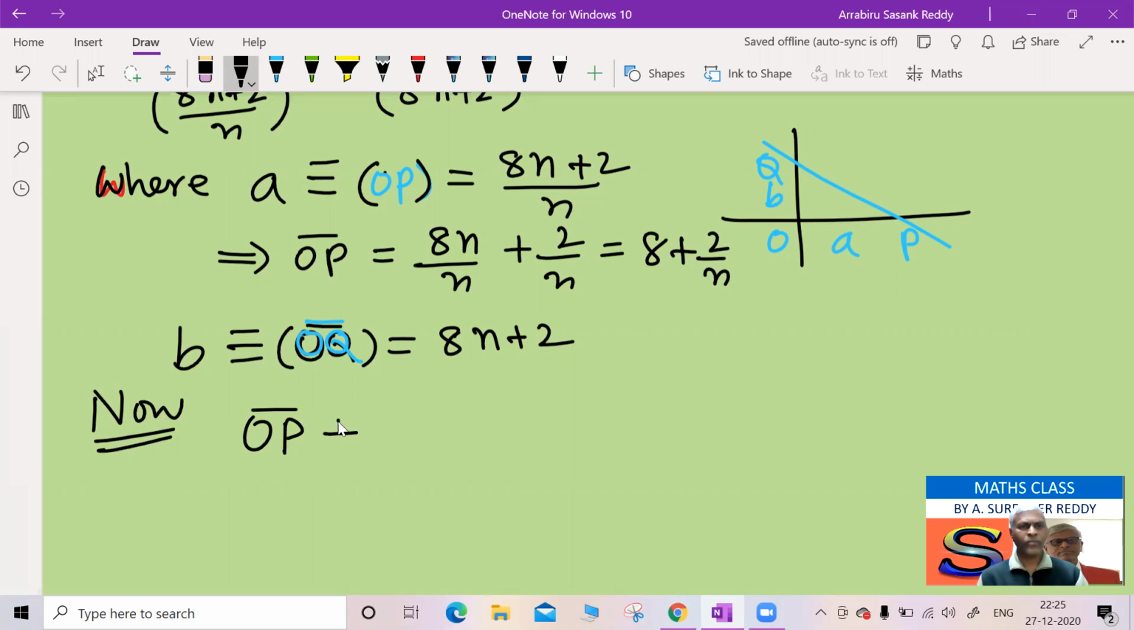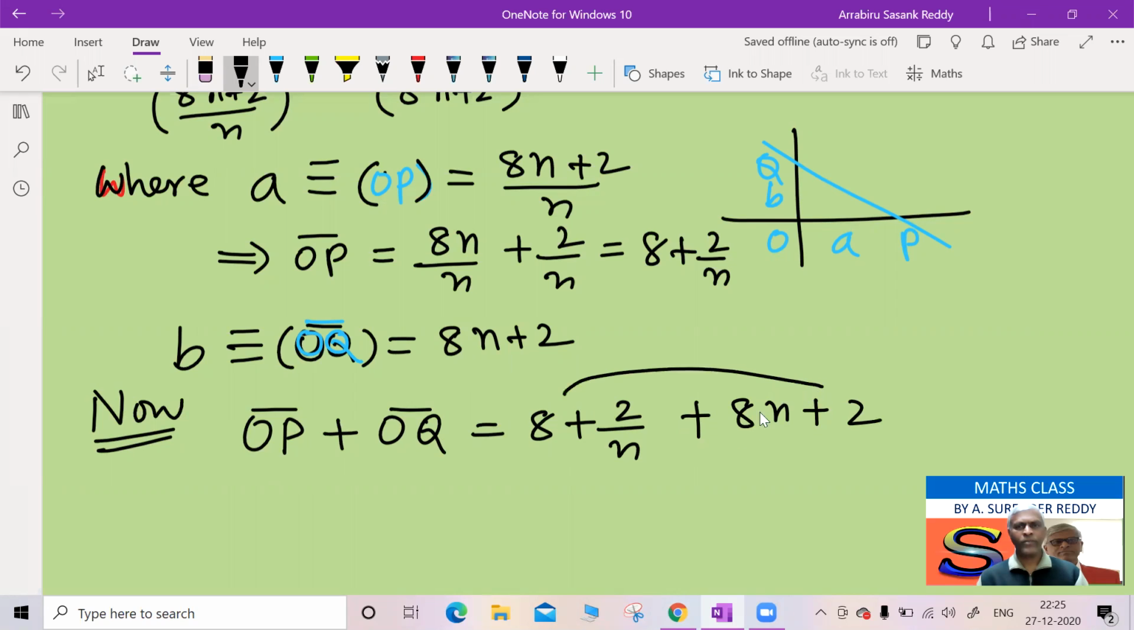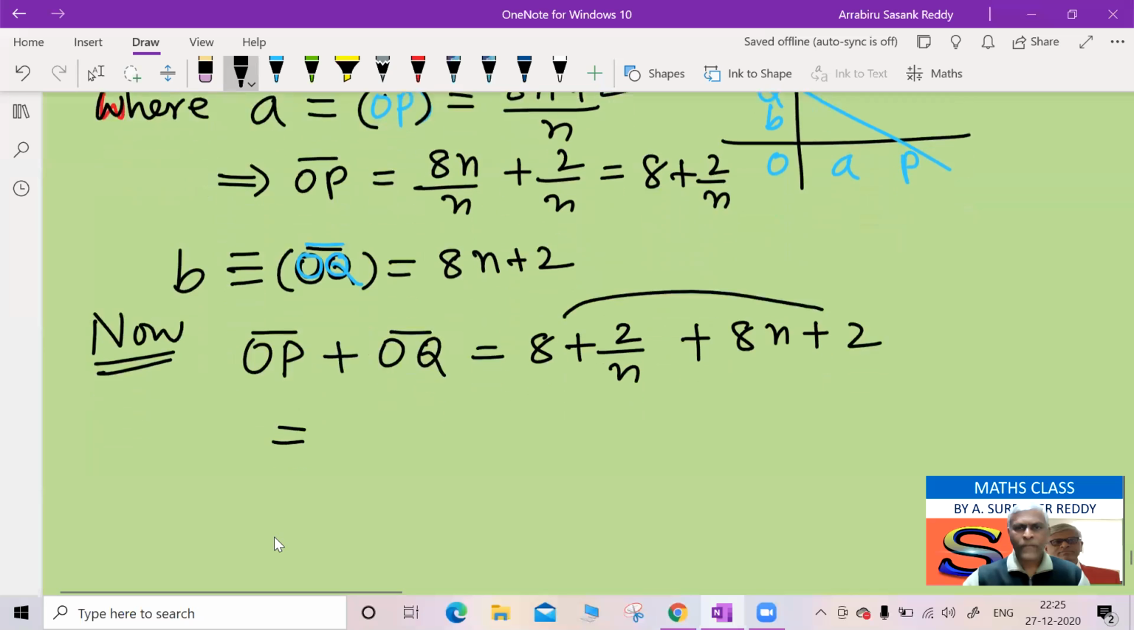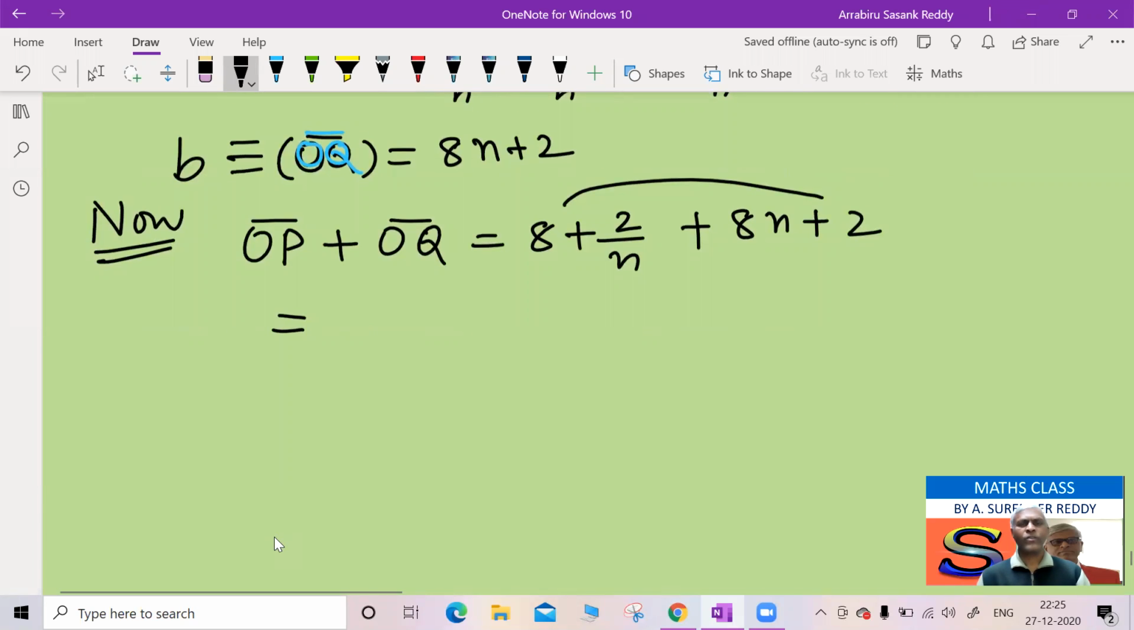Now let us take the OP plus OQ values. OP is 8 plus 2 by n, OQ is 8n plus 2. 8 plus 2 becomes 10. So you can write 8n plus 2 by n plus 10.